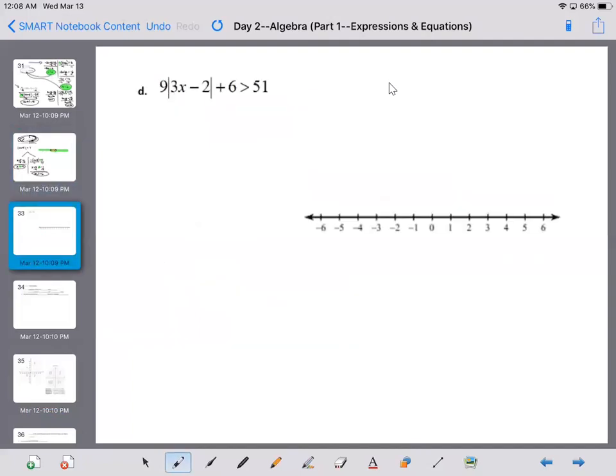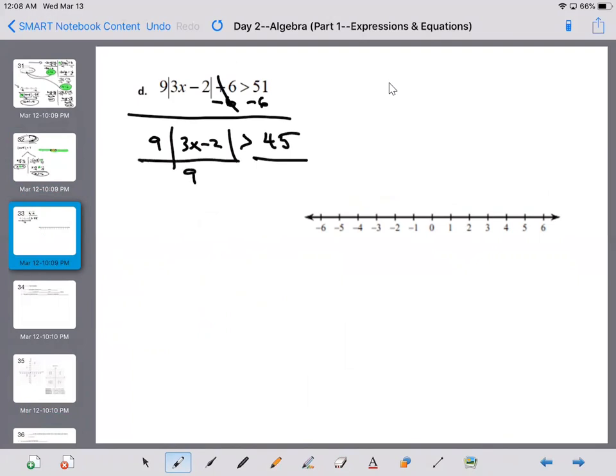All right, let's look at another one. So I want to subtract 6 to start out. So this will be 9 multiplied by the absolute value of 3x minus 2, that goes to 0, and this will be greater than 45. And then I want to divide by 9. So this will give me the absolute value of 3x minus 2 is greater than 5.